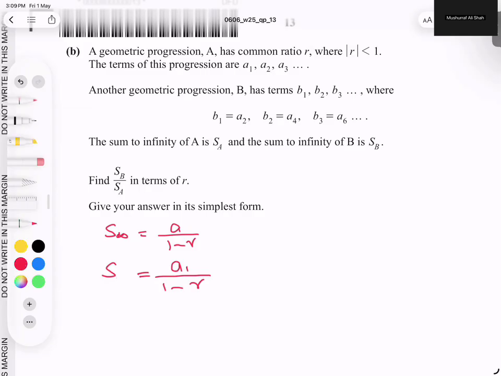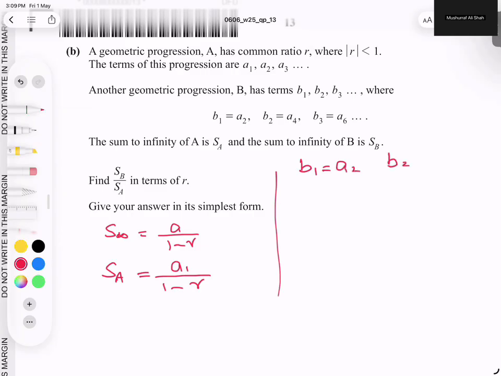This is the first sequence, represented by SA. Now I'm going for SB. But the problem is, students, what is the first term? The first term is A2. What is the second term? The second term is A4. And how do we get the common ratio? The common ratio is B2 divided by B1. So I'm getting A4 over A2.